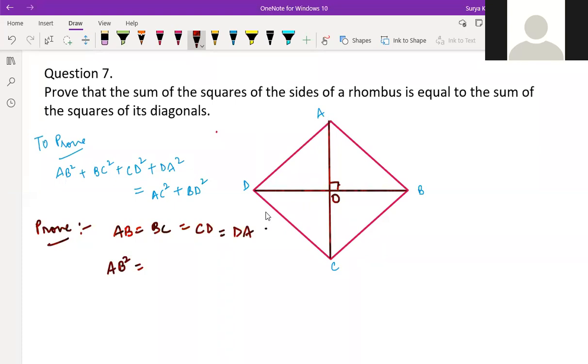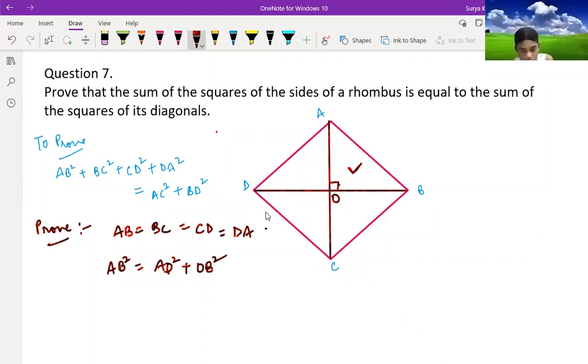What? See, we are applying Pythagoras theorem because this is a right angle triangle, no? So instead of AB square, what can we write here? AO square plus OB square, correct? AD square plus OB square. Can we write like this? After this, what can we do? All of you children try for 2 minutes, fast.